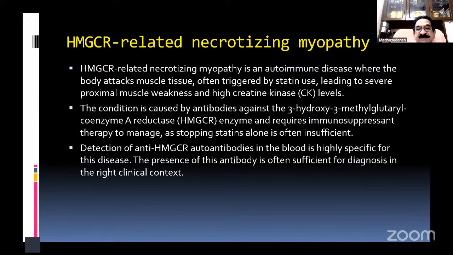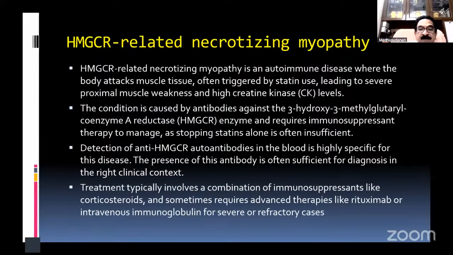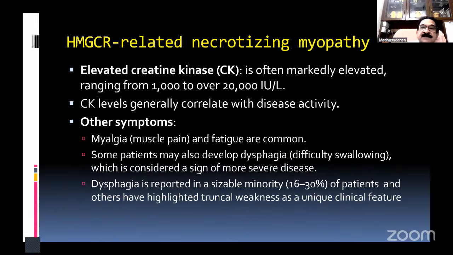Detection of anti-HMGCR antibodies in the blood is highly specific for the disease. Presence of these antibodies is sufficient for the diagnosis in the right clinical context. Treatment typically involves a combination of immunosuppressants, corticosteroids, and IV immunoglobulin. The CPK is elevated to 1,000 to 20,000.